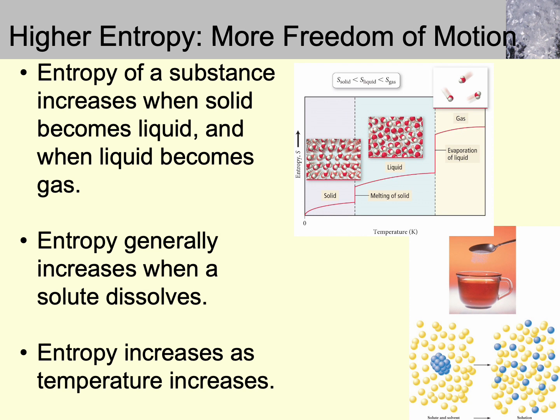Entropy of a substance increases when a solid becomes a liquid and when a liquid becomes a gas. So remember, solids have less entropy than liquids, which have less entropy than gases. Least amount of movement, most amount of movement. And you can see that in this diagram over here. So these are the three ways that we can increase entropy. And entropy will also increase when a solute dissolves, such as sodium chloride, or if we increase the temperature.